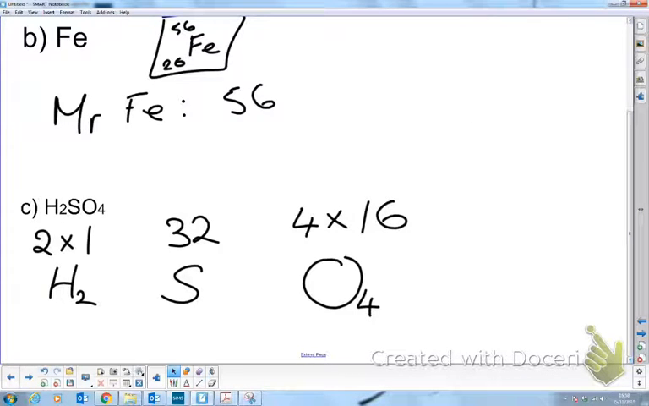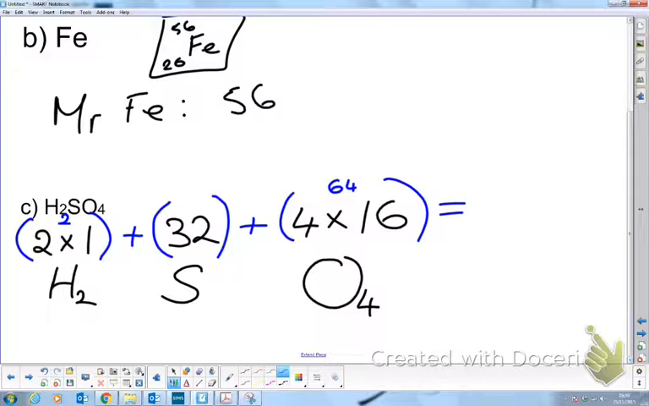So we have 2 times the mass of hydrogen because it's H2, so that is 2 times 1. We have just the mass of sulfur by itself, 32, and we have 4 times the mass of oxygen, which is 16. Then we add all these numbers together to get the relative molecular mass, or the MR. So 2 times 1 is 2, plus 32, we're looking at 34. 4 times 16 is 64, and 64 plus 34 is 98.